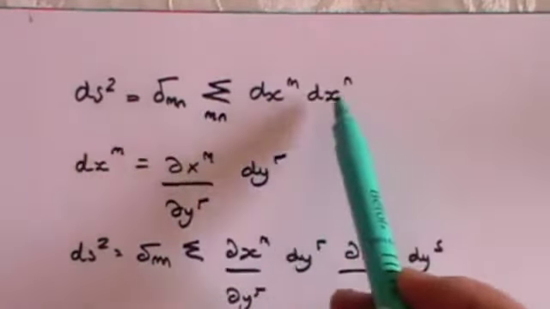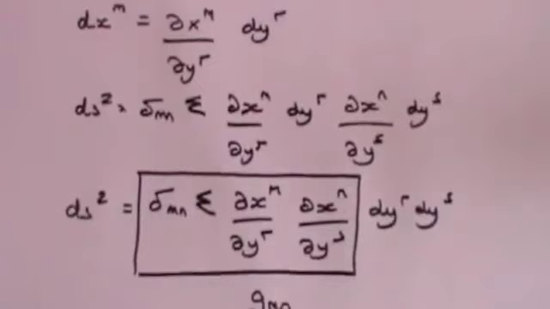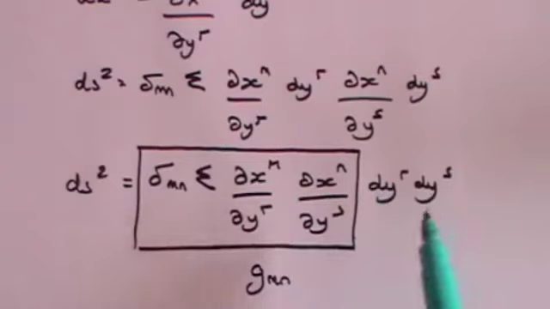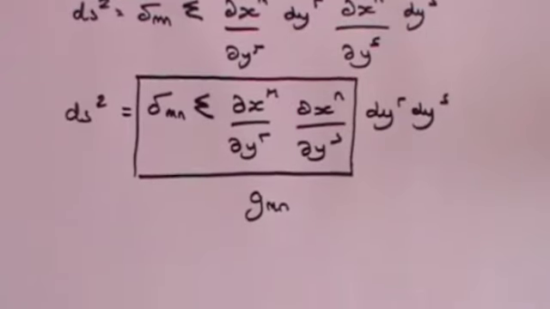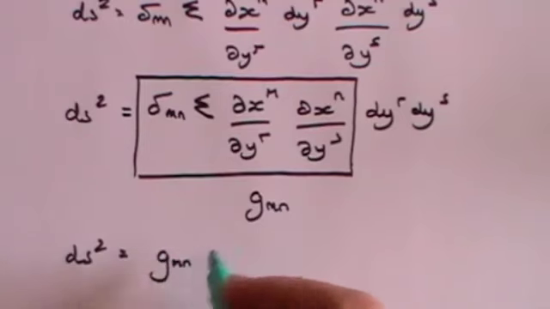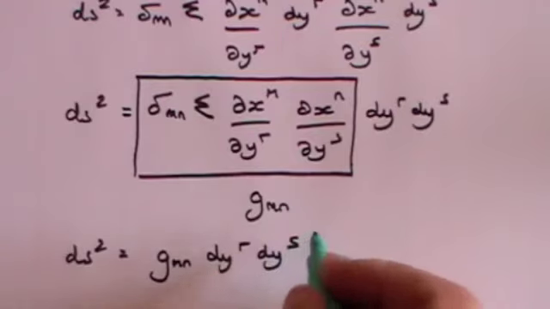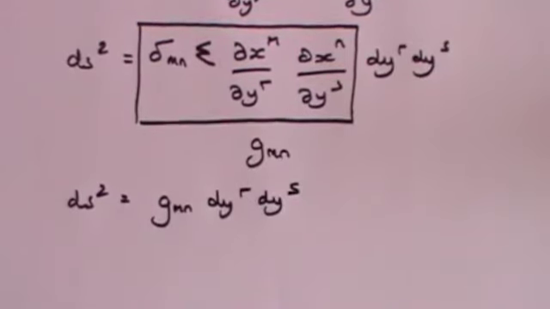Pythagoras was simply the summation term with a Kronecker delta, which made sure you didn't get any cross terms. Here we've got exactly the same thing. We've got ds squared is equal to a combination of these two elements here. But instead of having just a simple Kronecker delta, we've now got a more complicated metric tensor. So we can now write that ds squared is equal to the metric tensor gmn times dyr dys. And of course there's a summation.